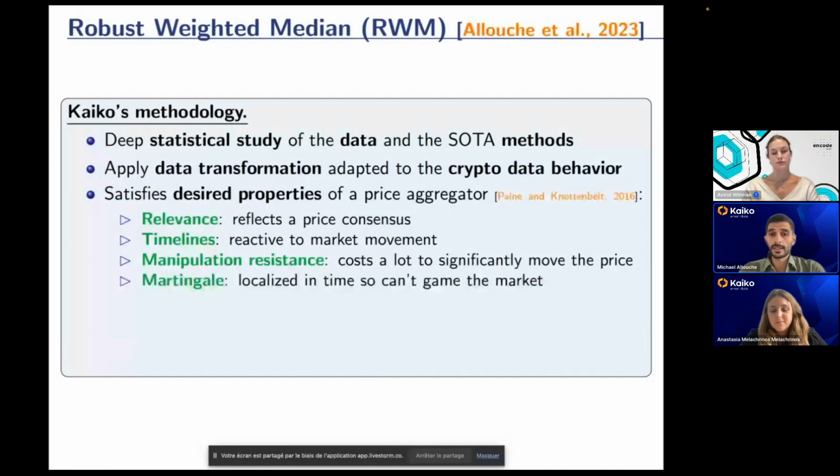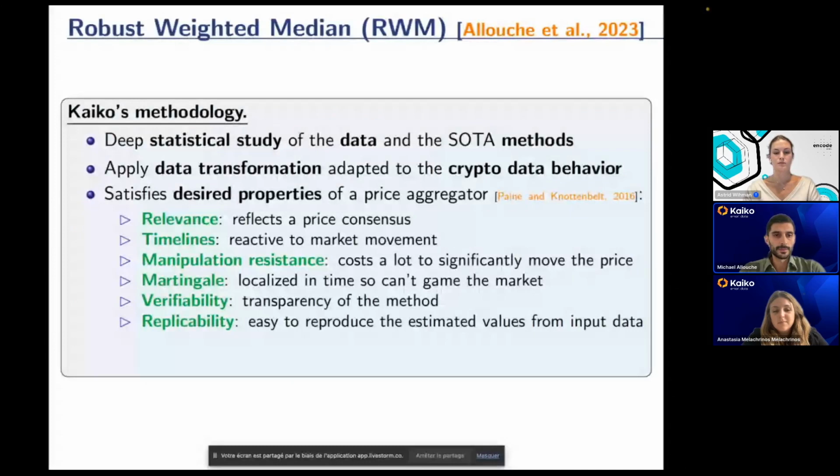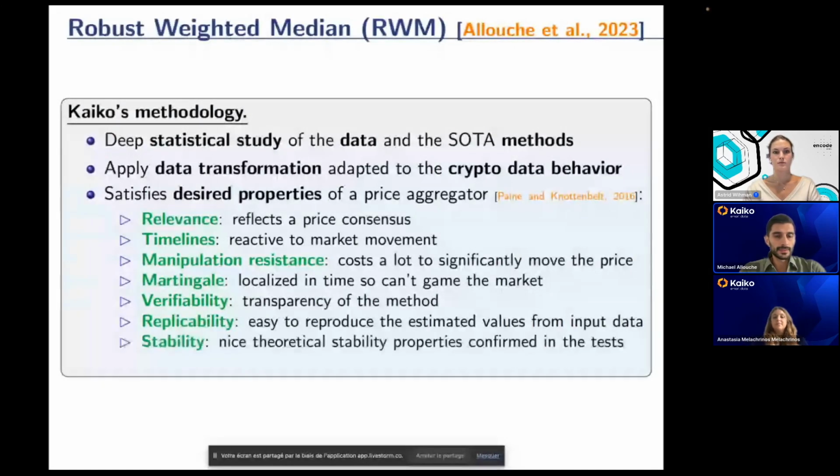Martingale, because it is localized in time, so we can't game the market and predict our estimated price. Verifiability, because it's a transparent method, very easy to reproduce from some input data. Stability, because we proved very nice theoretical stability properties, which are confirmed by numerical experiments. And finally, parsimony, because we have no parameters to set. So it's a fully data-driven estimator.